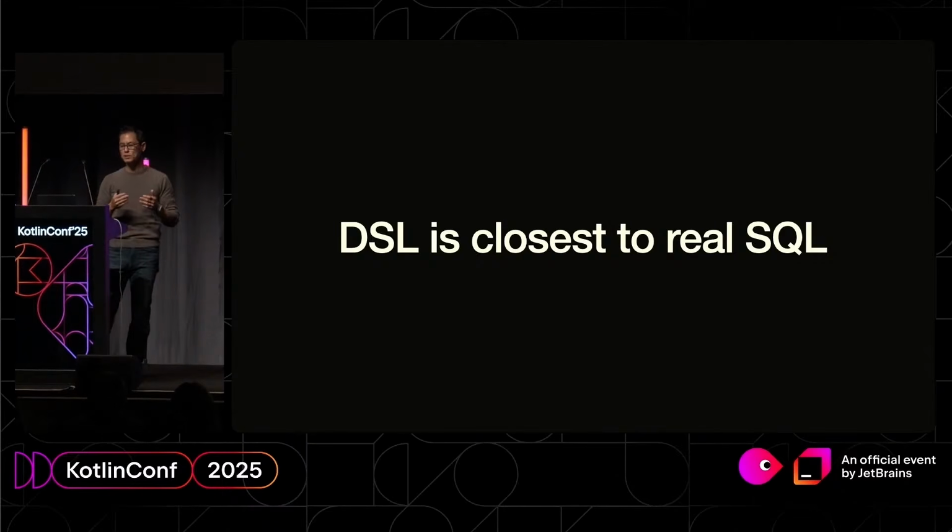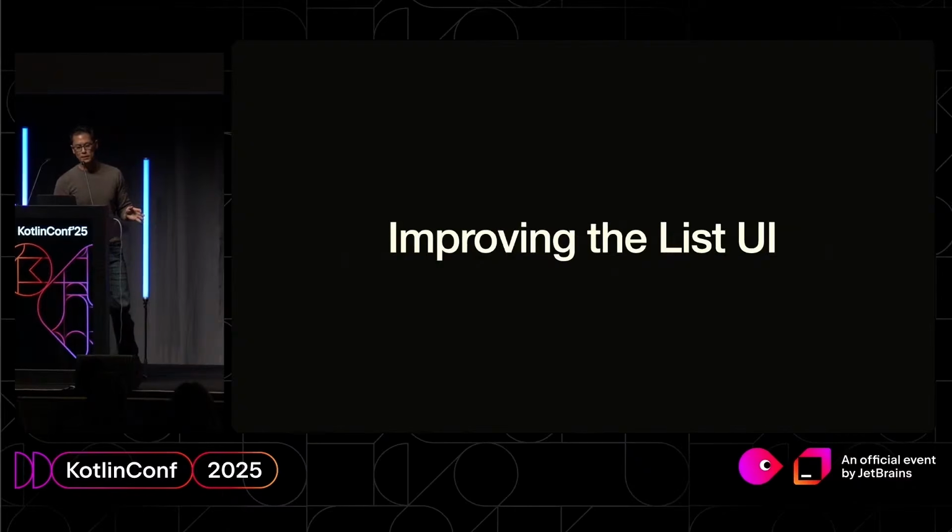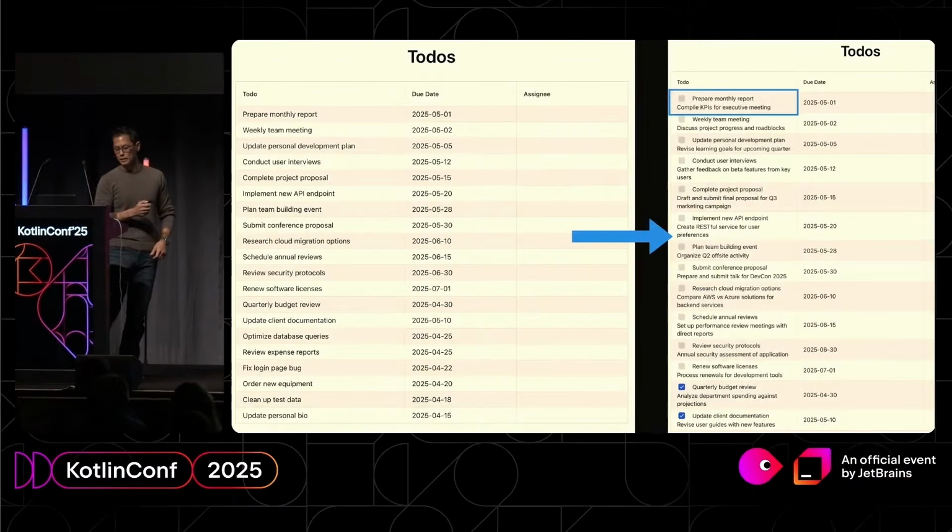So frameworks like Exposed, like SQLite, the ones that keep you closer to the SQL, in my opinion, are better choices, generally speaking. OK, that's my rant on the SQL DSL. Let's improve the list UI.